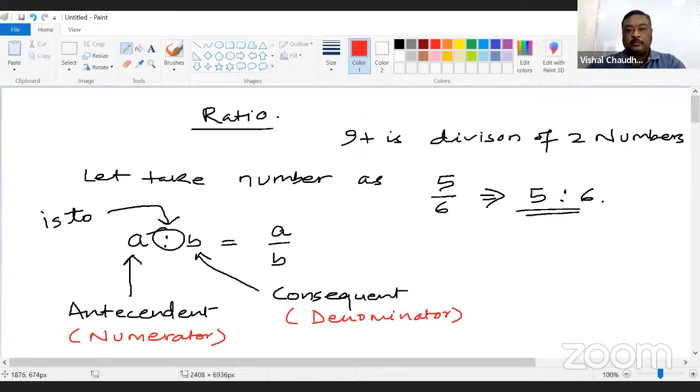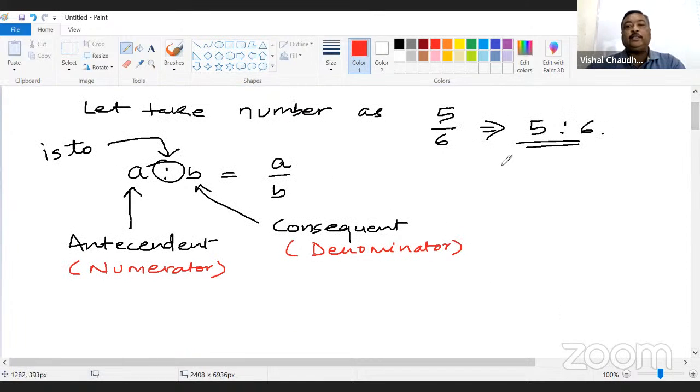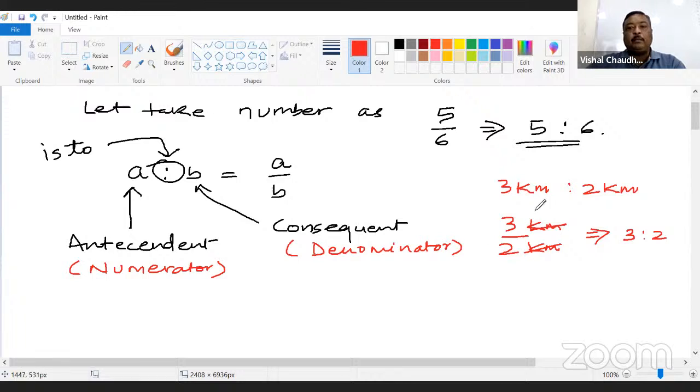Example. Let's take the example: 3 kilometer is to 2 kilometers. Now see, when I am writing 3 kilometer by 2 kilometer, this sign of kilometer is getting eradicated, that is getting struck off. So our ratio becomes what? It becomes 3:2.